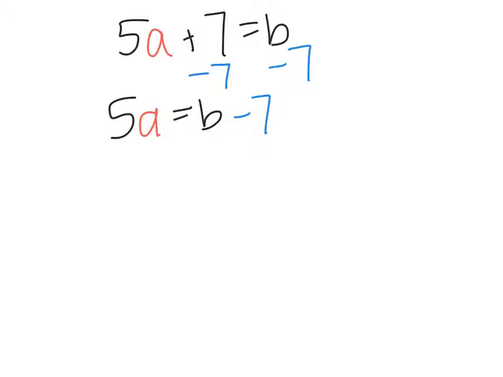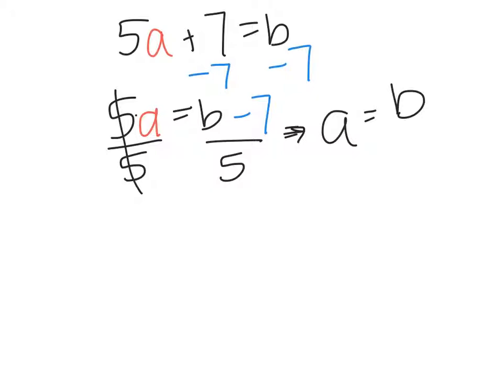We are so close. We have 5 A's, but we only need 1. So our next move, since we know that 5A is a multiplication problem, and the opposite operation of multiplication is division, we have to divide both sides by 5. Now, 5 divided by 5 is 1, and we're only left with 1A, which is exactly what we wanted. So we have A is equal to (B minus 7) over 5.